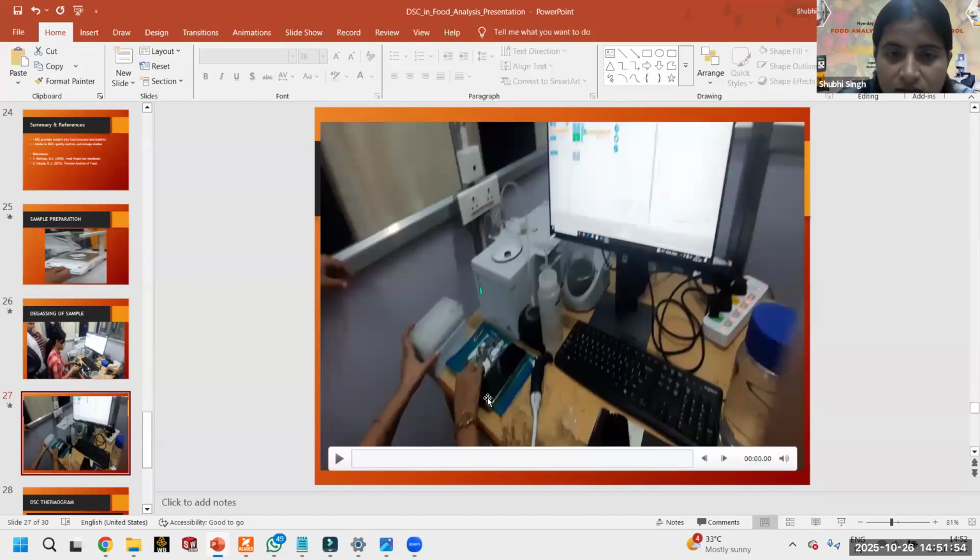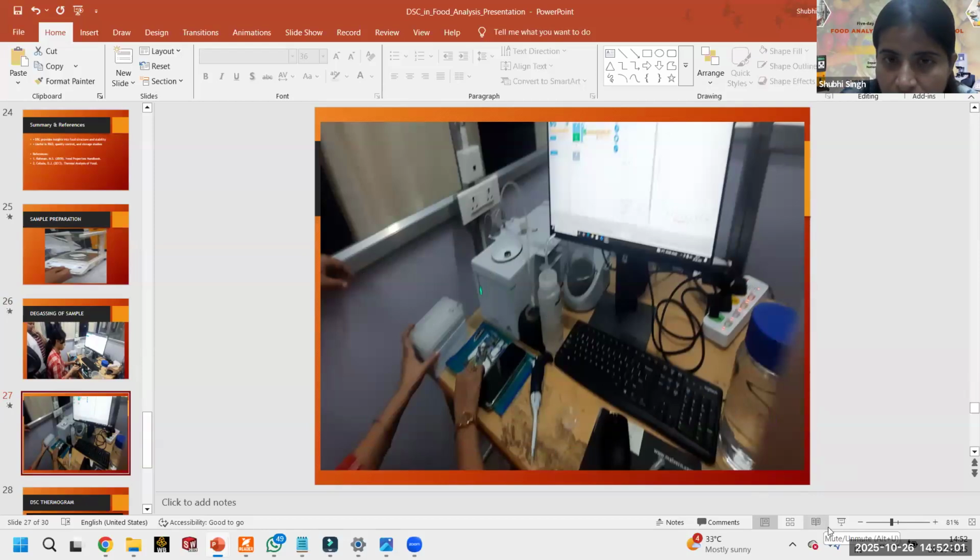And there is sample loading, and they will depict how to do it. There are different types of cells in which you will put your sample.